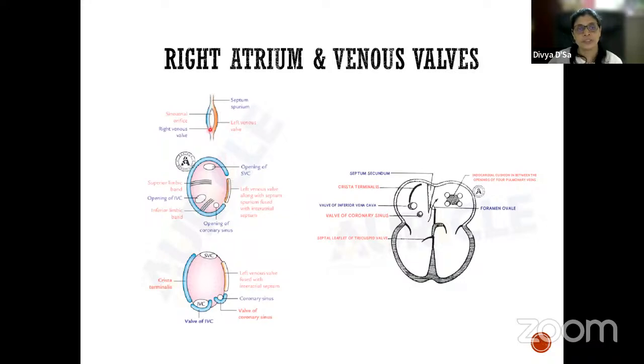Now this one, that is the right venous valve. What happens here? This upper portion will form the crista terminalis and the lower portion will form the valve of the inferior vena cava as well as the valve of the coronary sinus. Since these valves are formed only by the right venous valve, we only see a single leaflet. That is why the eustachian valve of the inferior vena cava and the Thebesian valve have only one leaflet, there are no two leaflets. That is basically because it is contributed only by the right venous valve.